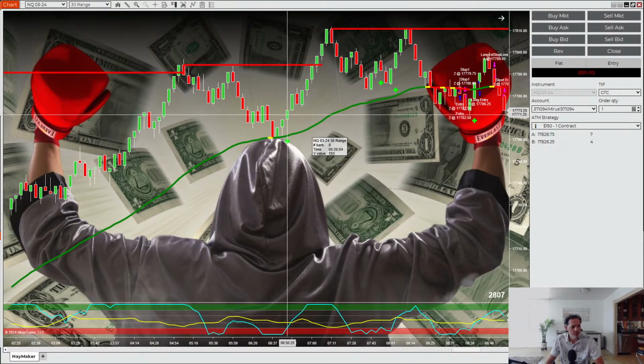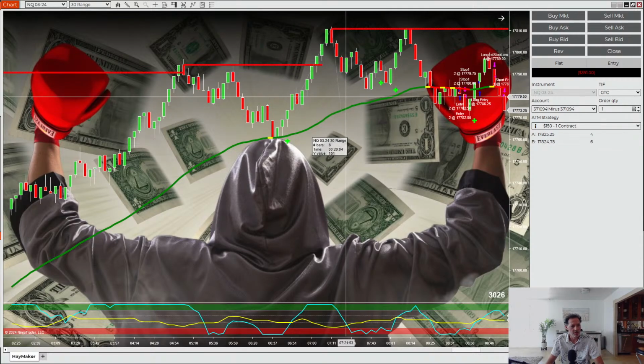So would have had to really take no risk on this particular strategy and potentially put a target at 150 ticks and had a huge winner.